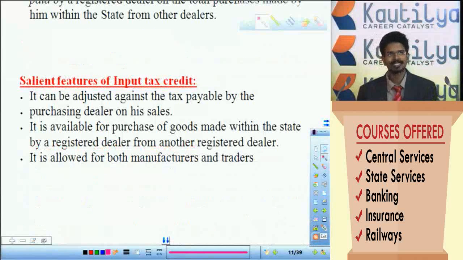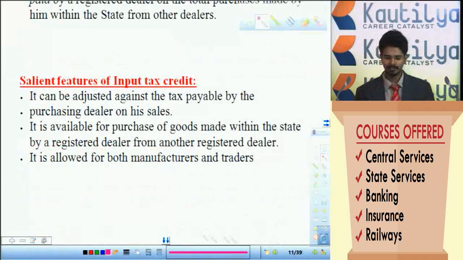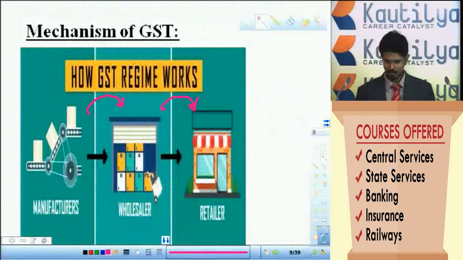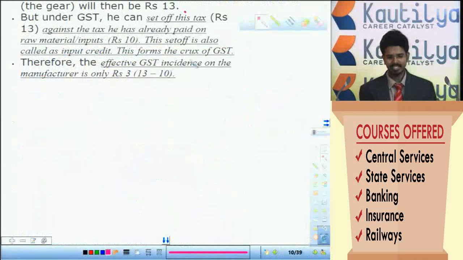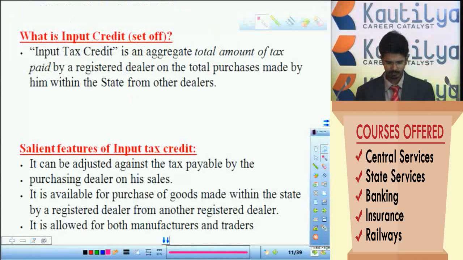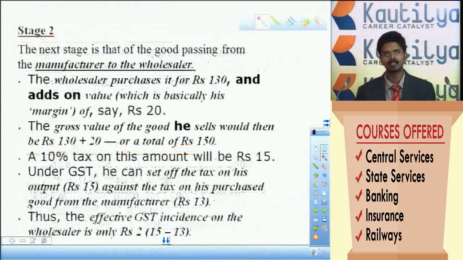Salient features of input tax credit: it can be adjusted against the tax payable by the purchasing dealer on his sales. As we already saw just a while ago in that slide, the effective GST incidence on the manufacturer is only ₹3. The input credit can be seen over here. The 10 rupees is seen as an input credit. This is the set off, also called input credit. This input credit is allowed for both manufacturers as well as traders under the GST regime.